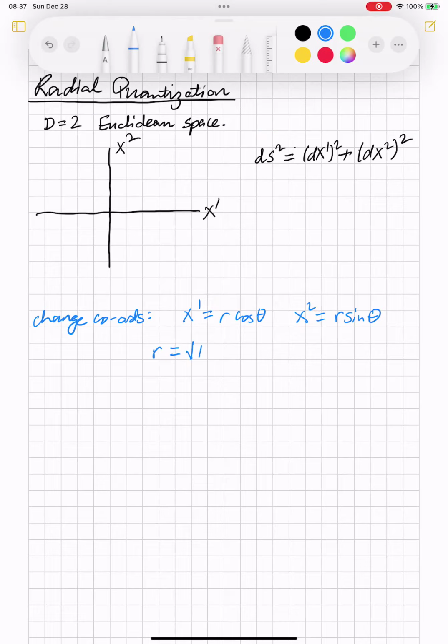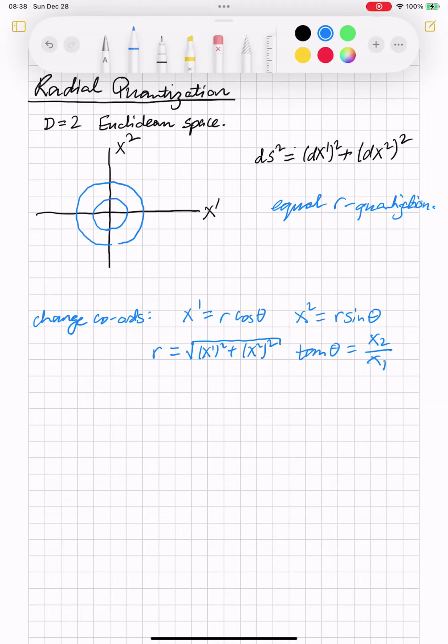It's just r is equal to the square root of x1 squared plus x2 squared. And tan theta is equal to x2 divided by x1. So that's the coordinate mapping and its inverse. And then what do we want to do? We want to do an equal r quantization. So we're now going to use surfaces of equal r to foliate our space. So here are a few equal r surfaces.